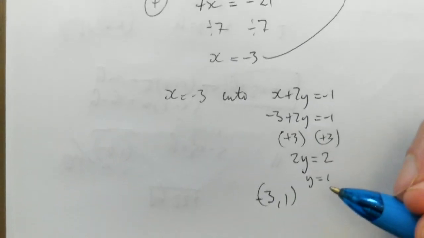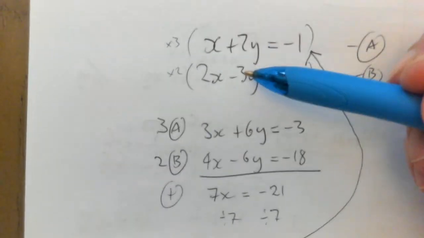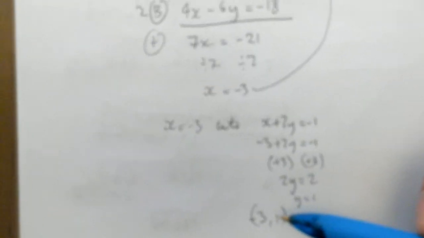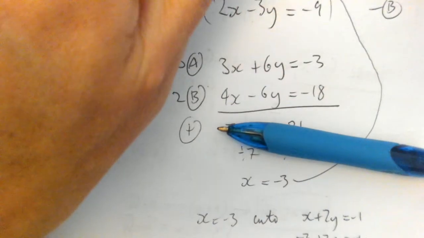So the solution to that is (-3, 1). So if I sketch these two lines here, the crossover point would be at (-3, 1). Okay? So that's your work.